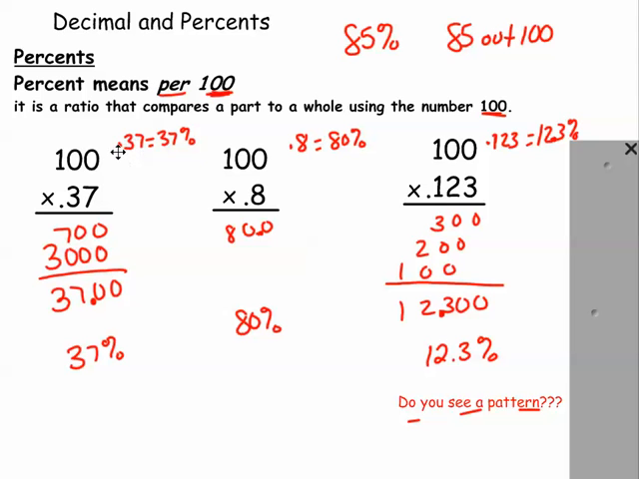So if you look, do you notice I just basically moved my decimal 2 places, and that became 37% because my decimal's right there. I moved my decimal 2 places, 1, 2. I had to fill that spot with a 0, so that's 80%. I moved my decimal 2 places, 1, 2, so that's 12.3%. Okay? We're multiplying by 100, which means we're basically moving our decimal 2 places to the right because we're becoming a percent.